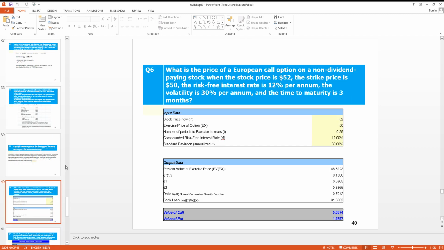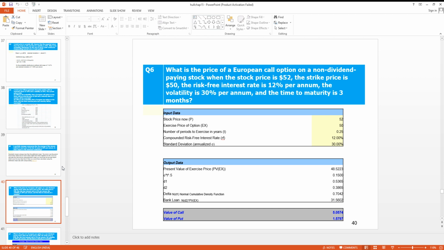Now, this is another interesting example. The price of a European call option needs to be determined. Stock price is 52, strike price is 50, risk-free rate is 12%, volatility is 30%, time to maturity is 3 months. So S0 is 52, K is 50, T is 0.25, which is 3 by 12, the risk-free rate RF is 12%, standard deviation is 30%.